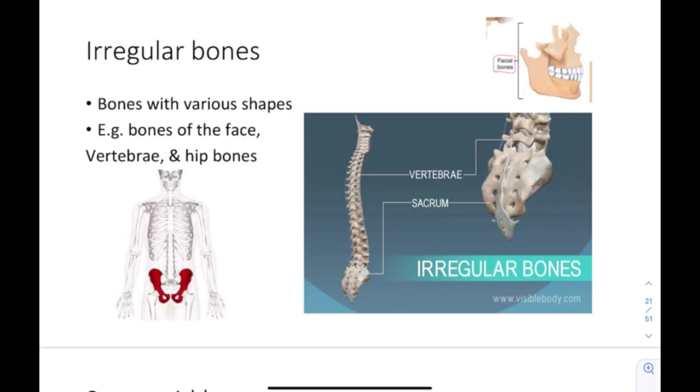Irregular bones are bones of various shapes. For example, bones of the face, bones of the vertebrae, basically the spine, and the sacrum. And also the hip bones, the pelvis.